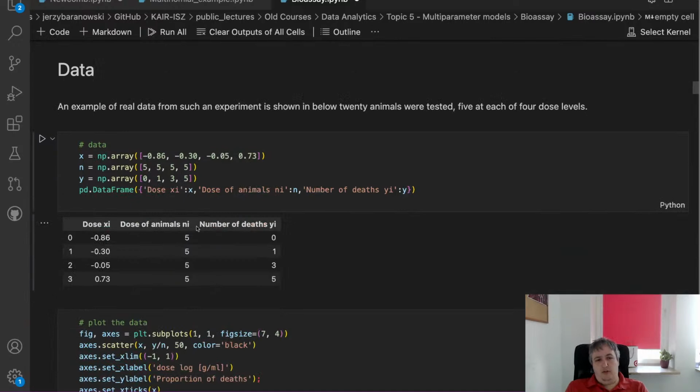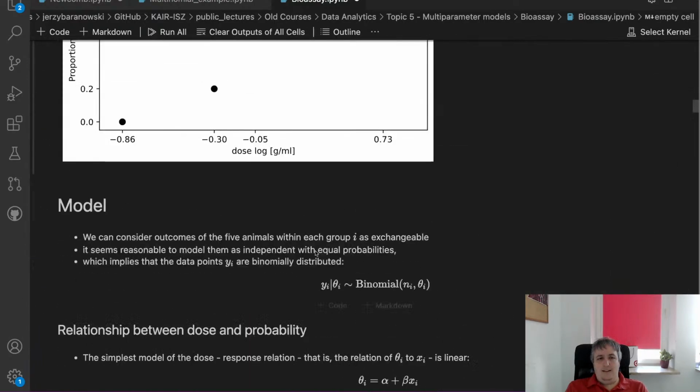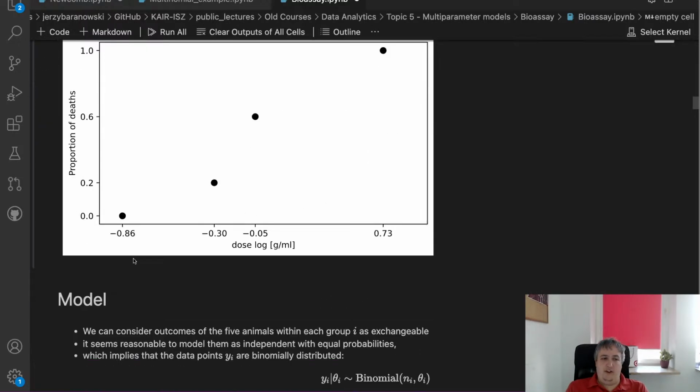We get 4 doses in which we had 5 animals in each sample, and we observed, depending on the dose, which is given on a logarithmic scale, that's why it's in negative values, either 0 or 1 or 3 or 5 dead animals, and seeing the proportion of this, it has a sigmoid-like shape. So this is something that we will have to consider. So using the logarithm, our dose gives us a logarithm of grams per milliliter, we can see the proportion is kind of sigmoidal.